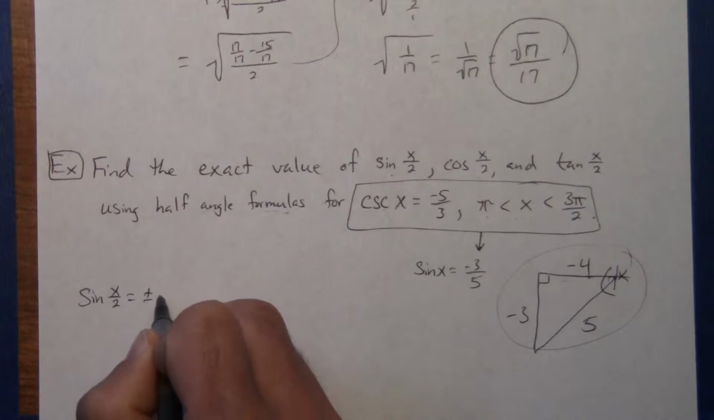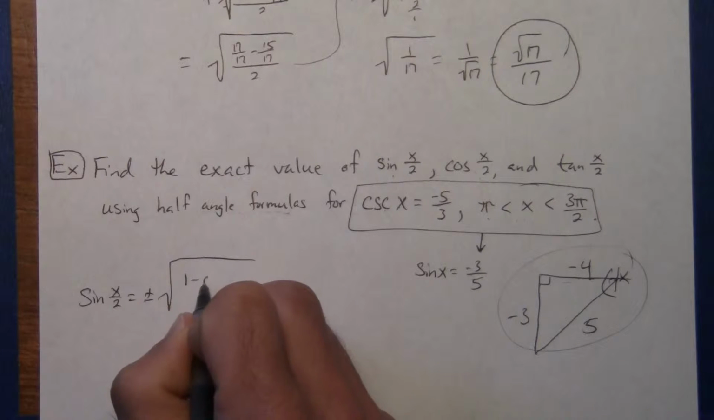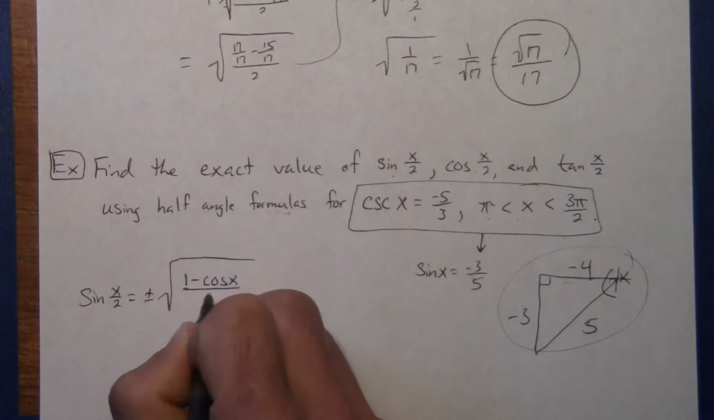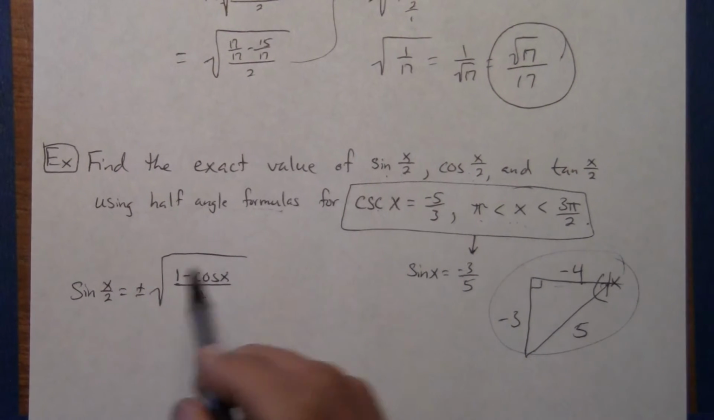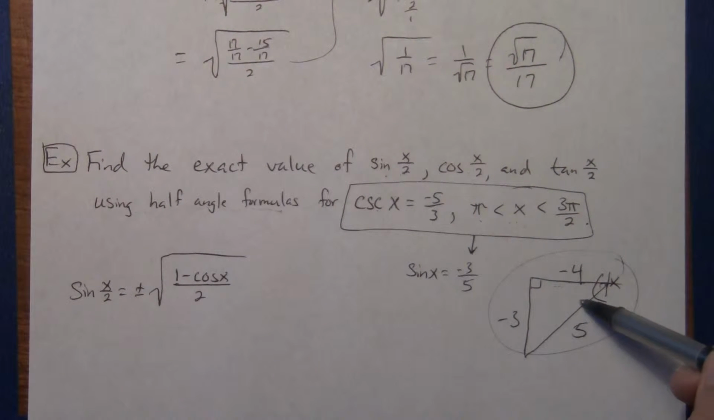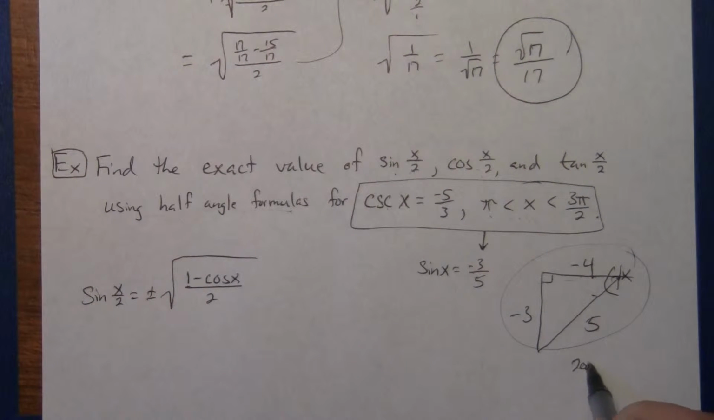Well, same identity as we just got done using on this previous problem. It's plus or minus the square root of 1 minus the cosine of x over 2. So, now, how do I figure out the plus or minus? Well, we're in the third quadrant now. So pick any angle you want in the third quadrant. Anything between 180 and 270. So for example, I'm going to pick 200.